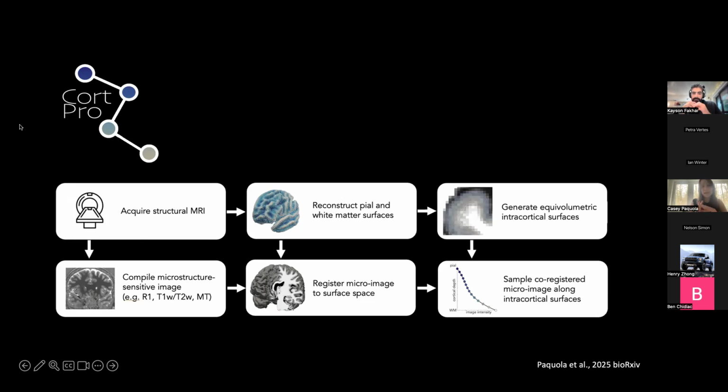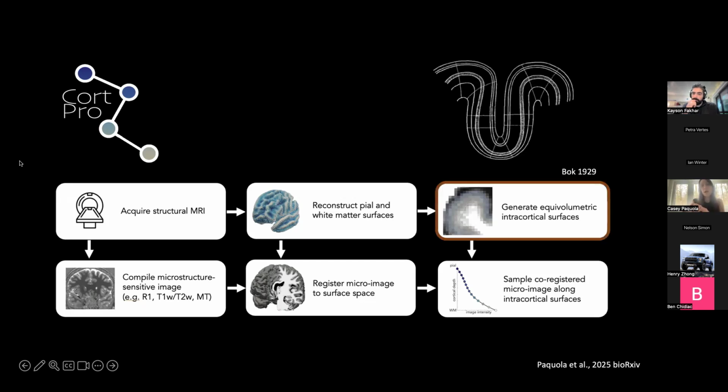So it's meant to be as straightforward as possible, but essentially it runs these steps of compiling a microstructure sensitive image, which is something we're going to sample the intensities directly from, reconstructing the pial and white matter surfaces, and then registering these to the same space. Additionally, it's going to generate equivolumetric surfaces between the pial and white matter surface.